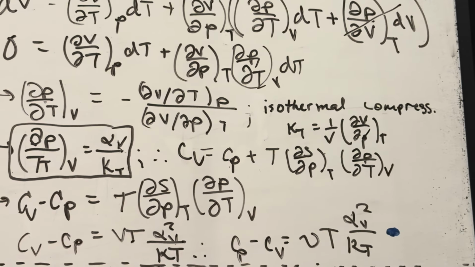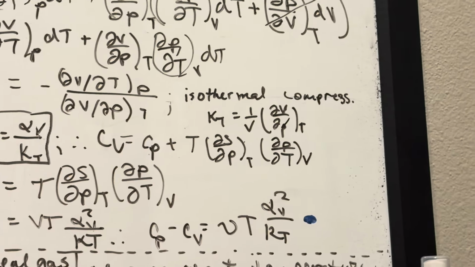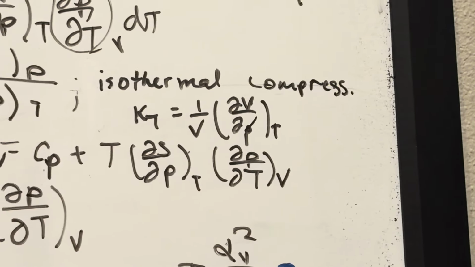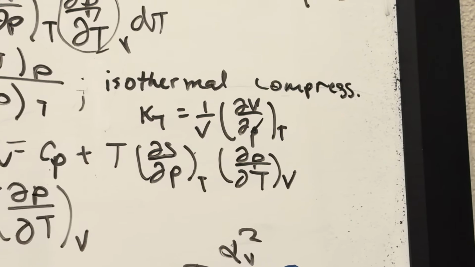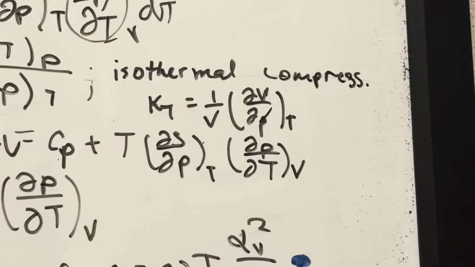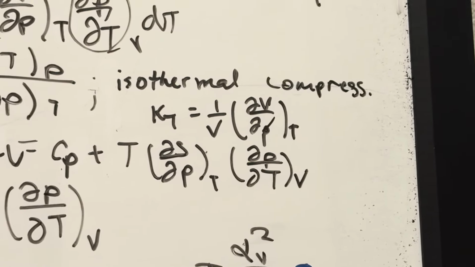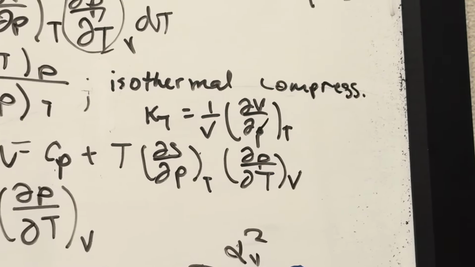At this point, it would be handy to introduce another measurable quantity known as the isothermal compressibility constant, K sub T, which we simply define as 1 over the volume times our partial of our volume with respect to pressure at constant temperature, right? So with that in mind, we can make some substitutions here and rewrite that our partial with respect to P with respect to V.